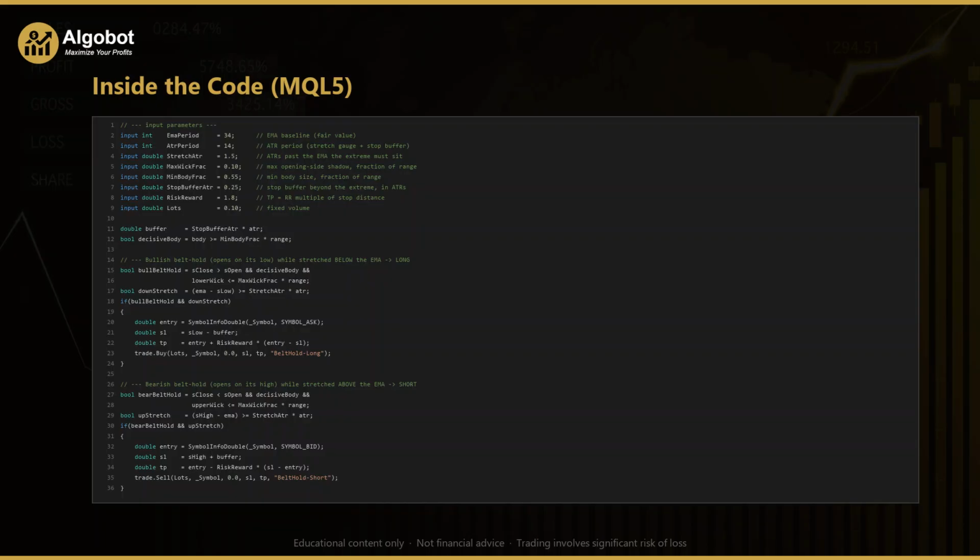The short block mirrors it exactly. Bear belt hold requires the close below the open, a decisive body, and a small upper wick, while upstretch checks the high sits at least StretchAtr times ATR above the average. When both align, the EA reads the bid, places the stop just above the high plus the buffer, sets the take profit below entry, and calls trade.sell. Clean, symmetric, and fully rule-based.